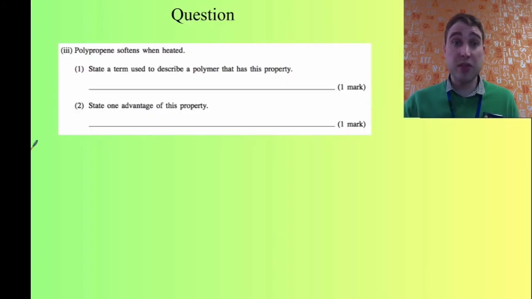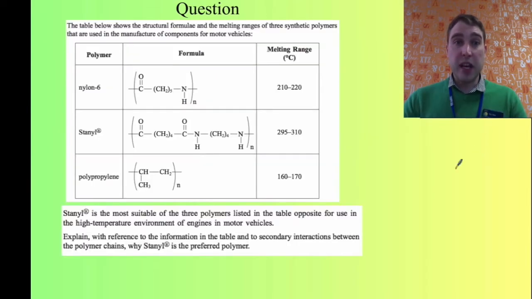So here's an example question. It says polypropylene softens when heated. State the term used to describe a polymer that has that property. Well, that's going to be a thermoplastic. Then it says state one advantage of that property. Thermoplastics are readily recyclable.